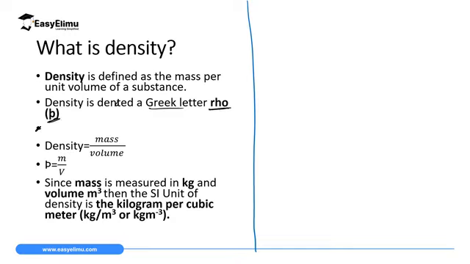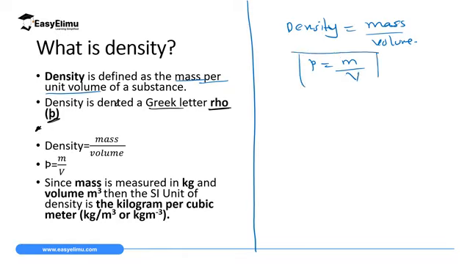So, from the definition, we can write down the formula for density. Density, look at the definition, is mass per unit volume. So we can write it as density is equal to mass per volume. So now if we use symbols, then it will be density, which is rho, is equal to mass, which is written as m, over volume, like that. So that is the definition of density.